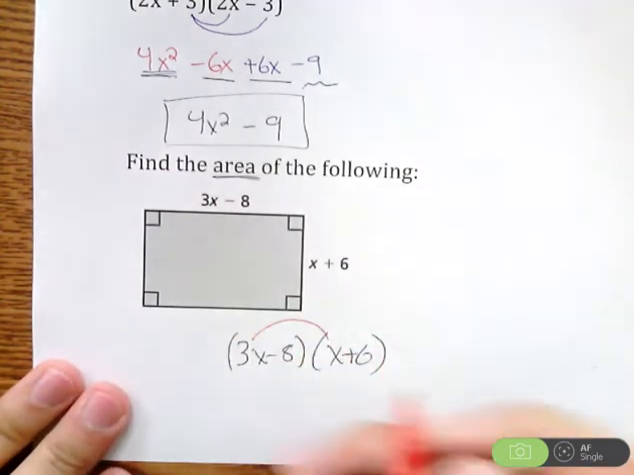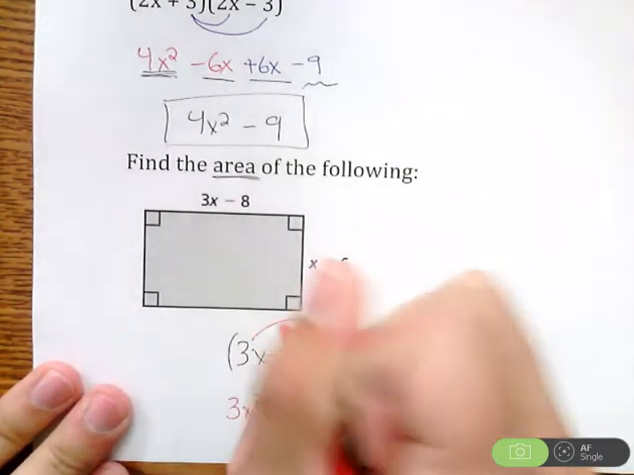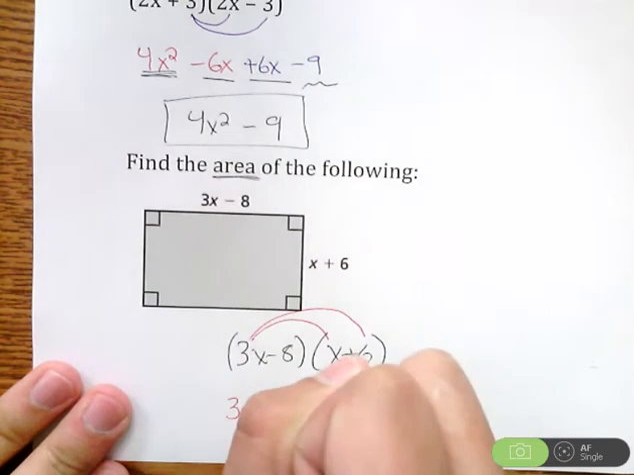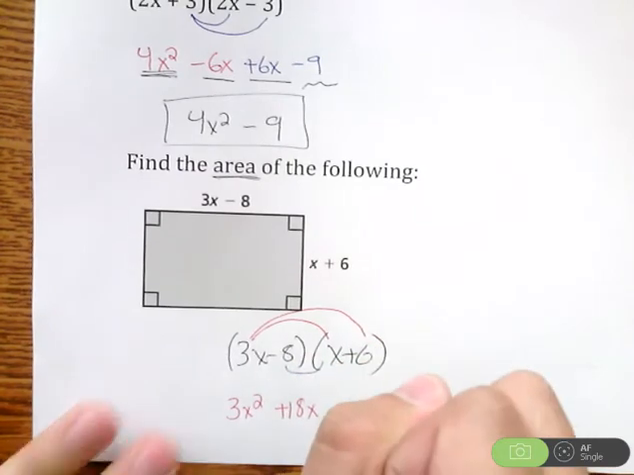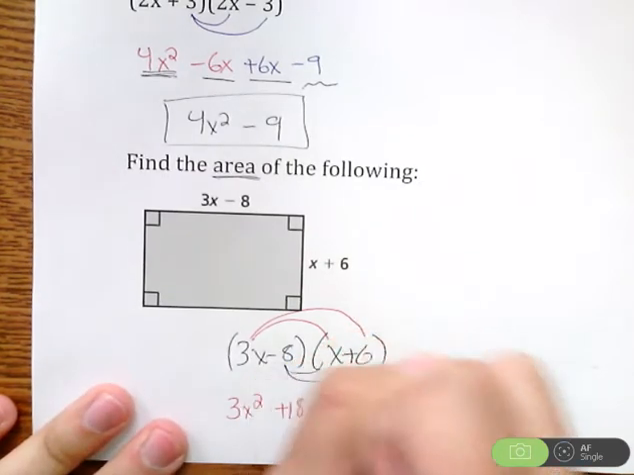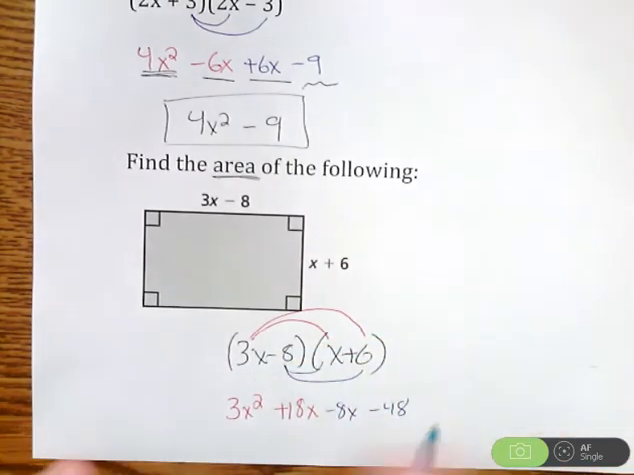So 3x times x is 3x squared. 3x times 6 is 18x. And then we're going to distribute that negative 8. Negative 8 times x is negative 8x. Negative 8 times 6 is negative 48.